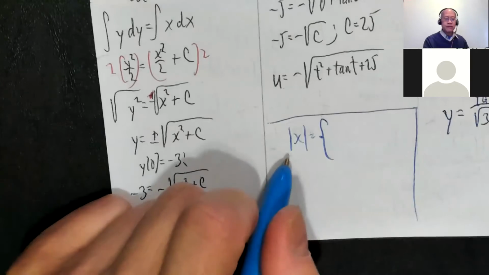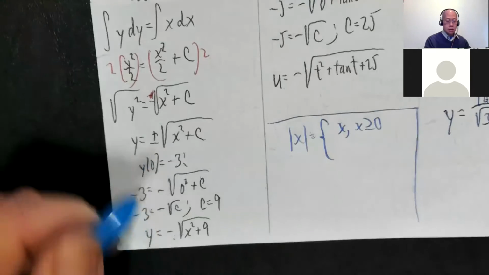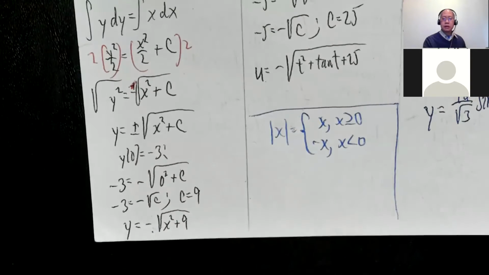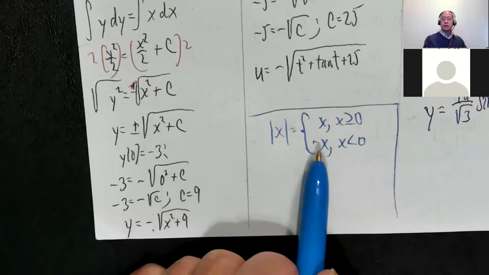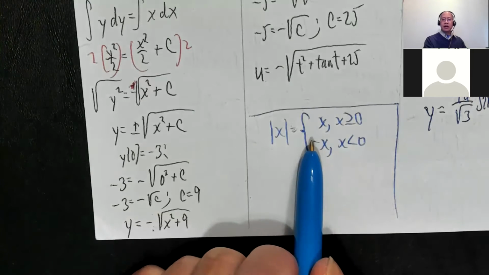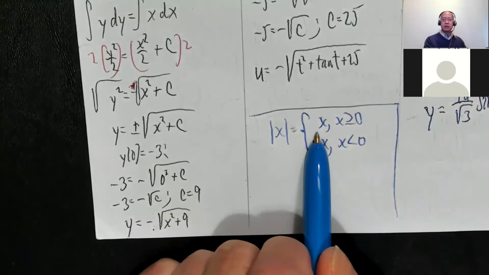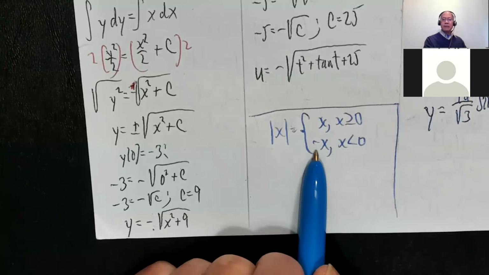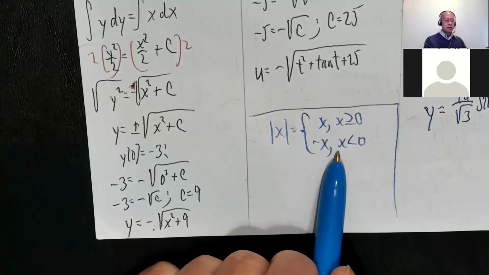So do you recall the definition of absolute value of x? Well, it's the same as x if x is greater than or equal to 0, but it's negative x, the opposite of x, if x is less than 0. This can be used as a definition of absolute value, right? Absolute value of x is the same as the number itself if x is greater than or equal to 0. It's the opposite of x if x is less than 0, right?